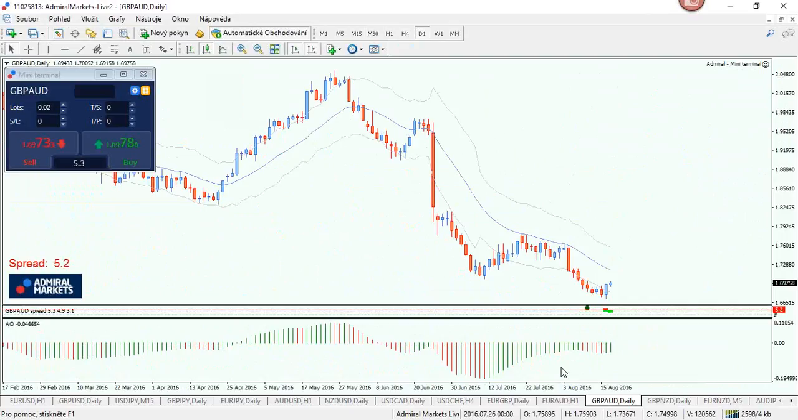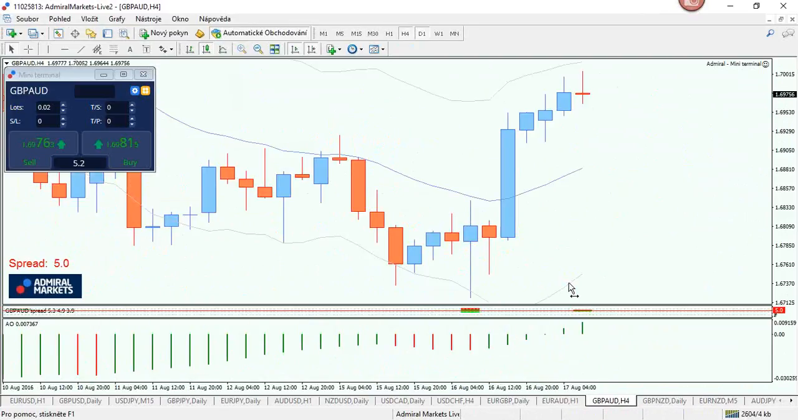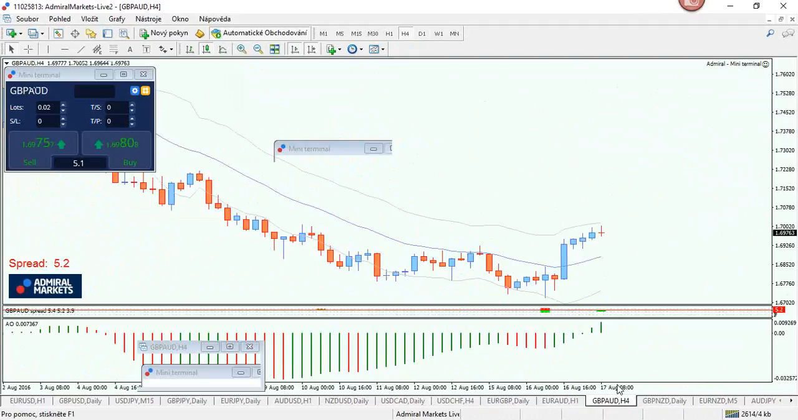Pound yen actually also showing a bullish candle here, so we got some retracements going on, I think, on these pairs. This is not tradable at this moment, I think.